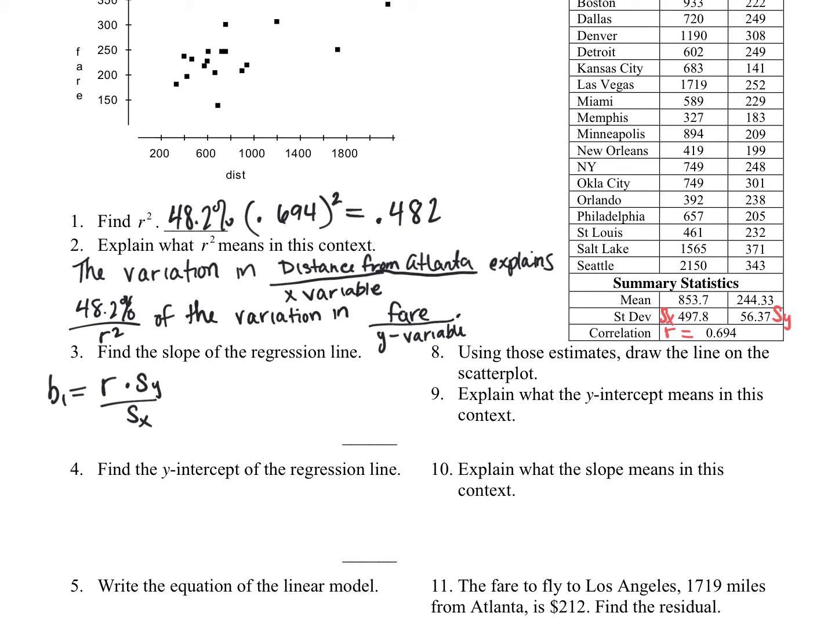Okay, so we have 0.694 times 56.37 divided by 497.8, and that's 0.0786, rounding to 3 decimal places. How did I then find the y-intercept?